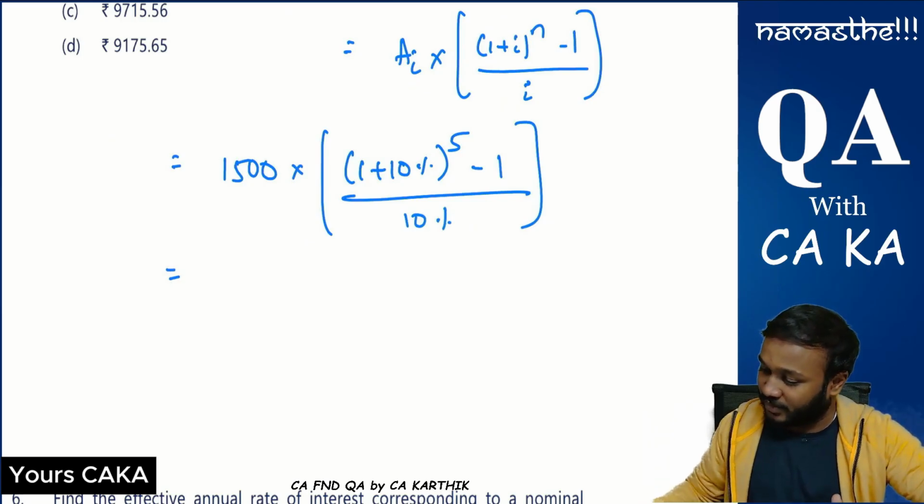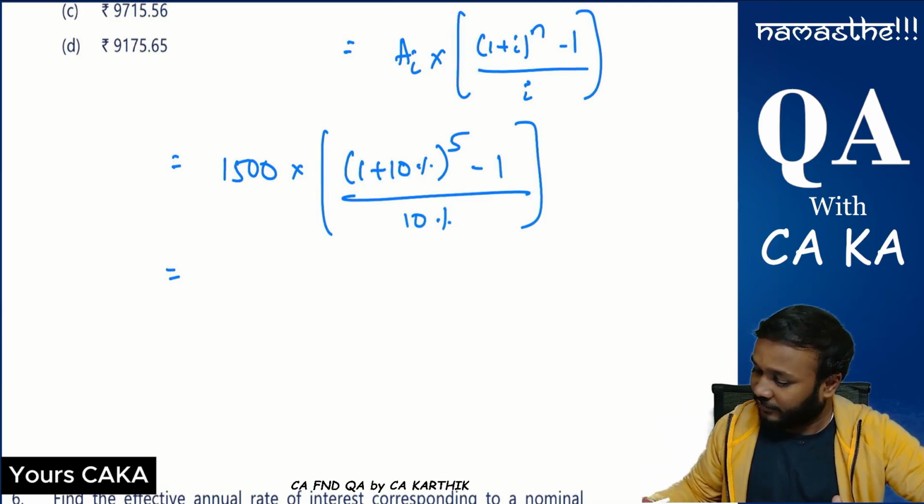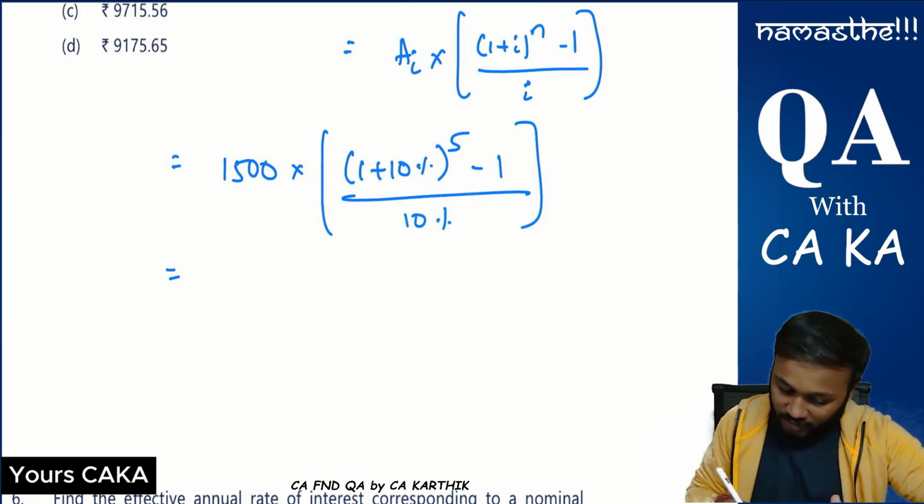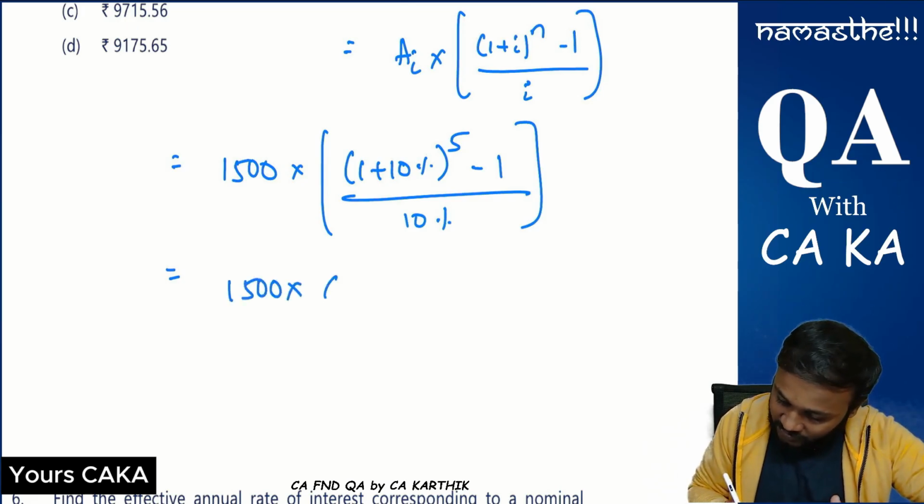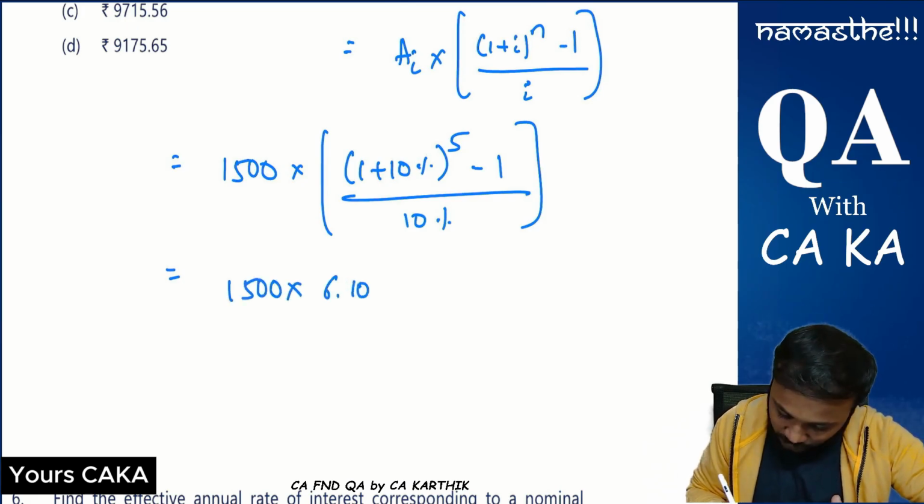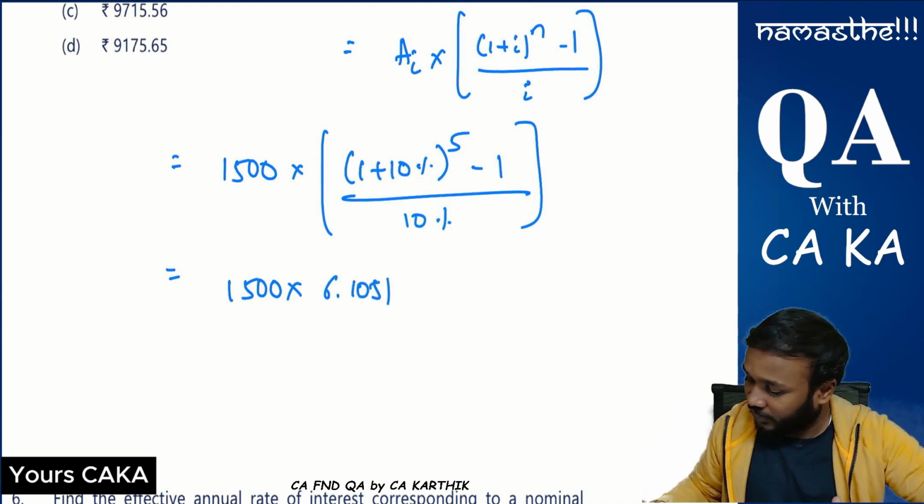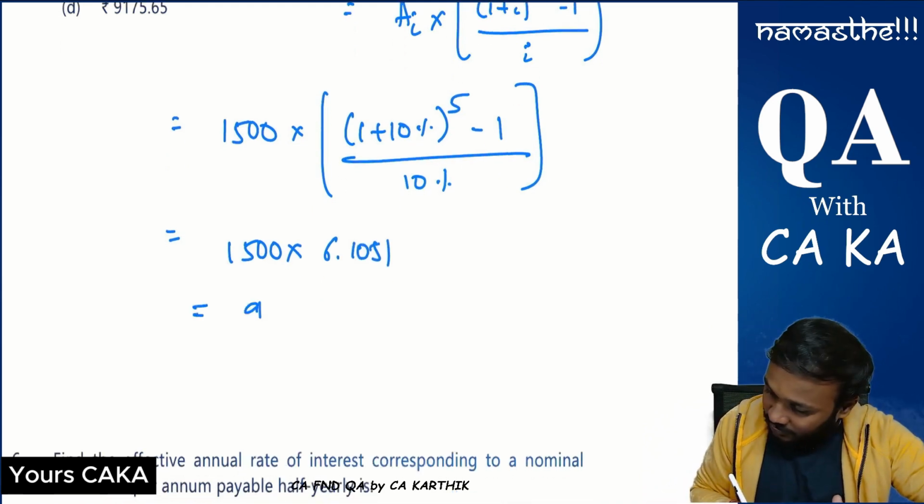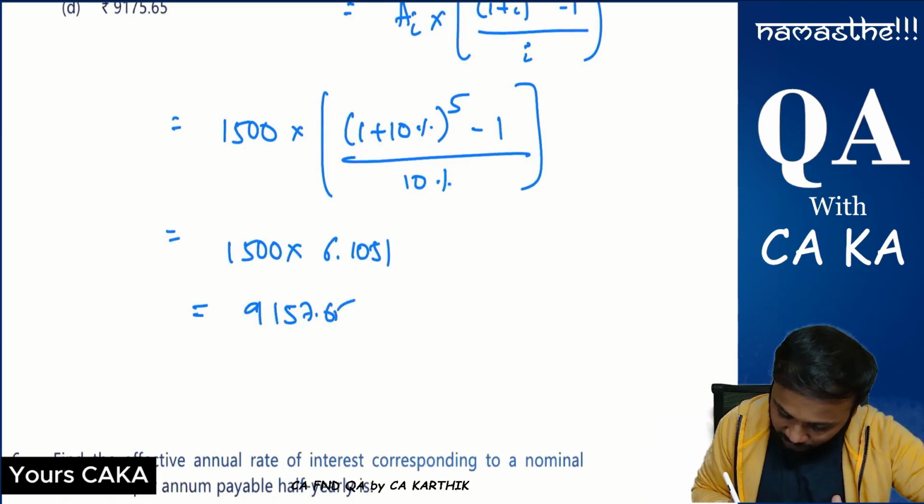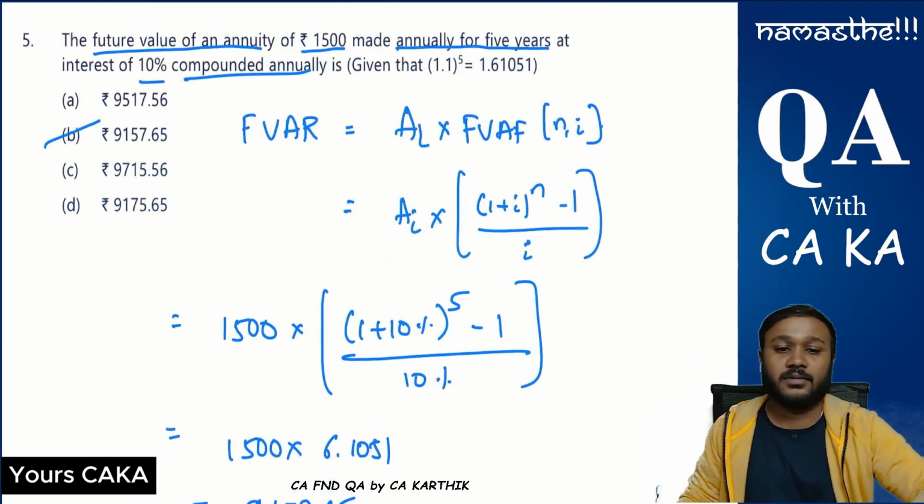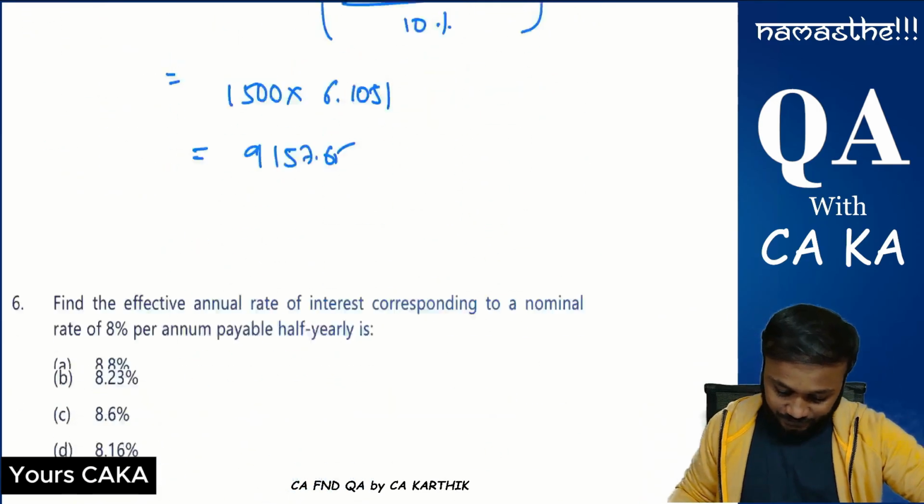So, 1 plus 10%, to the power 5, minus 1, divided by 10%. I got 6.1051 into 1500. I got the answer 9157.65. Yes, option B is the right answer.